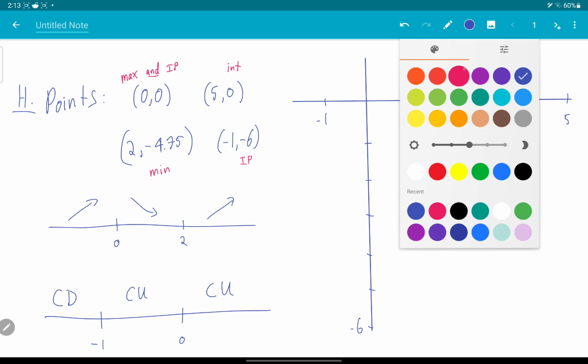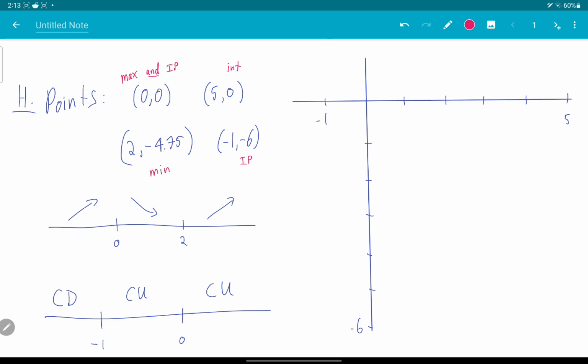All right, so let's put these points. So we got 0, 0. Graph that guy. 5, 0. Plot that guy. 2 and roughly -5. 2 and -5 almost. So here-ish. Whatever. -1, -6. Which is roughly here. And that's going to have to be an IP, which is going to be tricky.